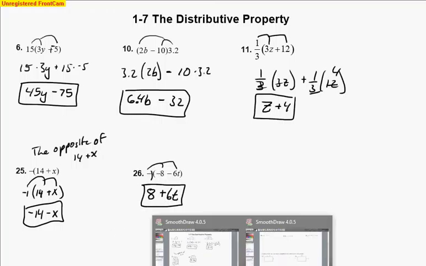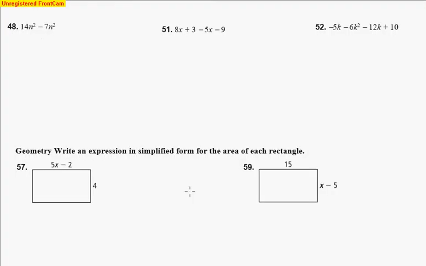So let's take a look at the other types of problems that we'll end up seeing here. And our next one looks like this. We've got to combine like terms. And so I can combine like terms if they have the same variable raised to the same power. So since both of these are n squared, it's like 14 n squareds, and you're taking away 7 of the n squareds. So basically you're subtracting the two coefficients. And so when I do that, I end up with 7n squared.